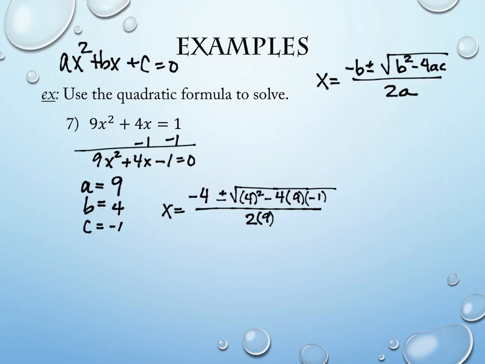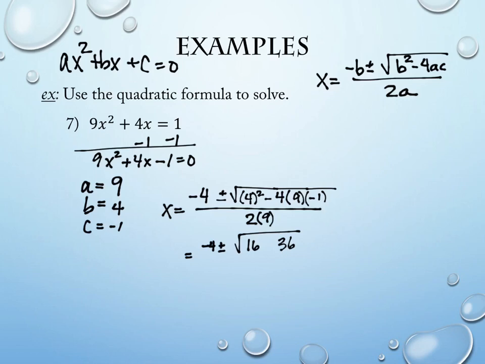So let's actually do some simplification inside the radical. I'm going to leave the negative 4 and the plus or minus where they are. What is 4 squared? 16. So that's the first piece that's underneath my radical. Now I have negative 4 times 9 times negative 1. 36. Positive or negative? Ooh, I hear both answers. Is it positive or is it negative?